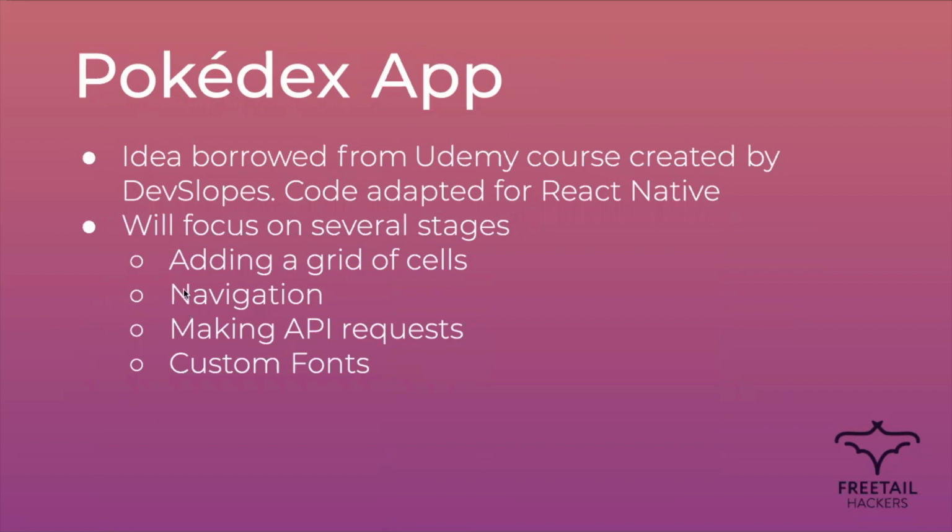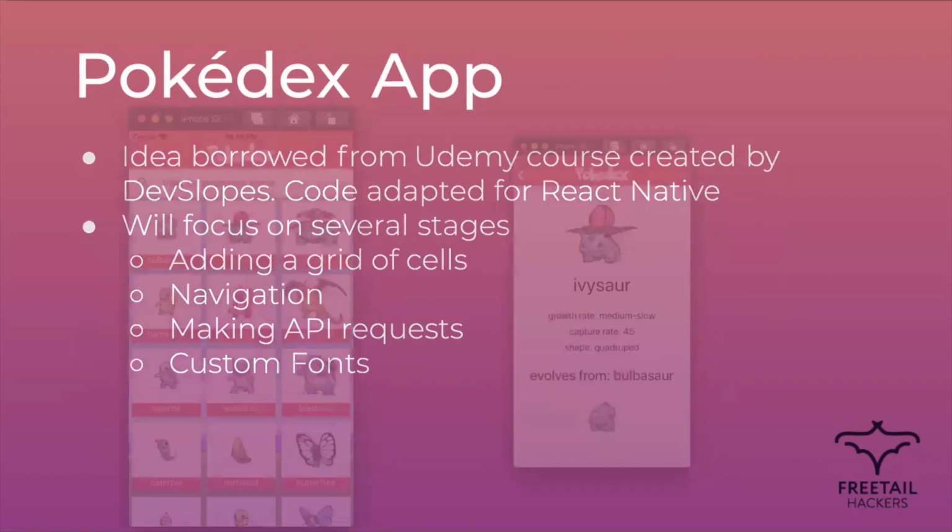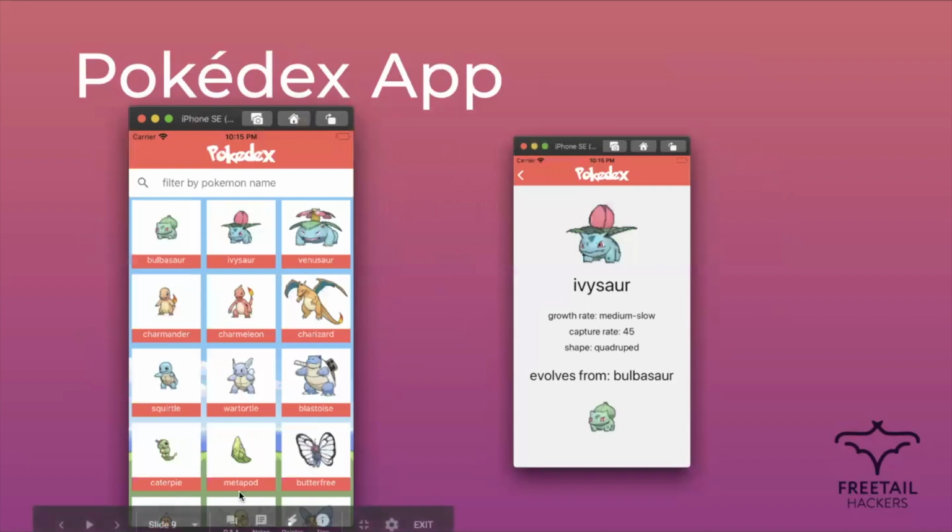So the main things we're going to focus on, as you see here, we have a grid with a cell for each Pokemon, and we are going to have a specified data file with a bunch of Pokemon, and we're just going to make a grid out of them. That's going to be the first part. Second part is going to be when you click on a Pokemon, it's going to take you to a detailed screen where you can get more information about the Pokemon. And this information will be pulled from an API.